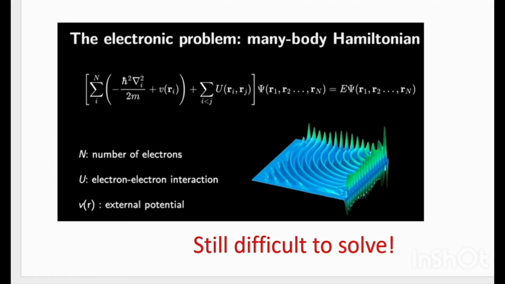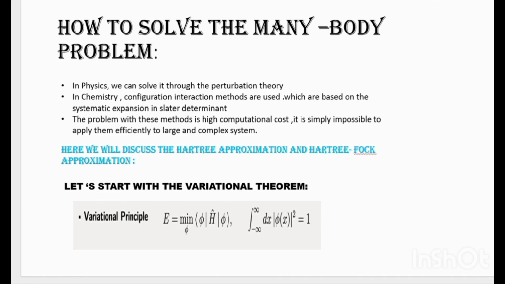Now we have to solve the electronic Schrödinger equation, but still it is difficult due to the presence of the electron-electron interaction. We need further approximation to solve our problem. So how do we solve the many body problem? There are many approximations in physics and in chemistry. Different methods are used for this, but we will start our discussion with the Hartree approximation. So let us discuss the one electron problem.